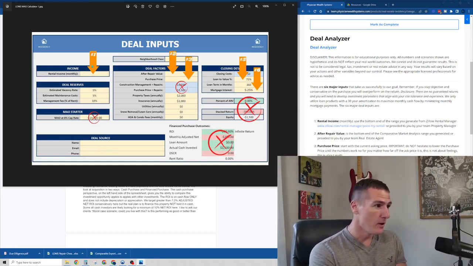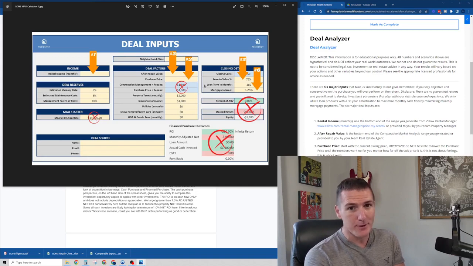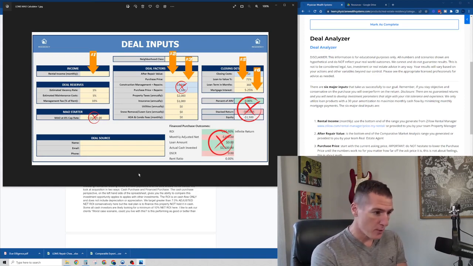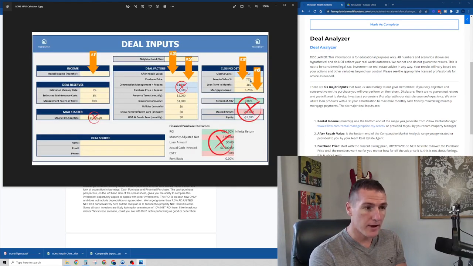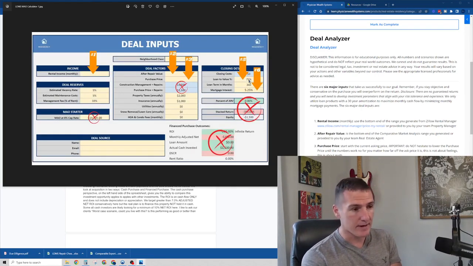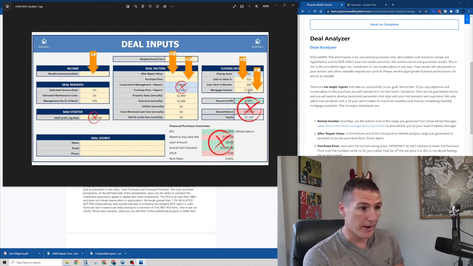So to recap: 1 is rental income. 2 is after repair value. 3 is the purchase price. Don't be afraid to put it where you need to put it. And 4, we click the repair tab down on the bottom, and we enter our repairs in these cells. And 5, we go back to the loan to value, the LTV. I have it set at 75. That's typically where I'll start. The mortgage interest rate, we have in there as well.